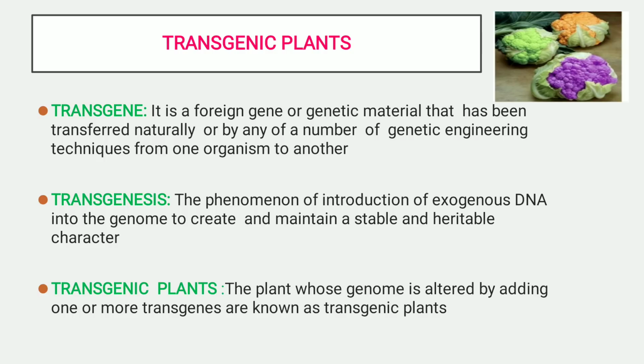Such genes are called transgenes, and the plants containing transgenes are known as transgenic plants or genetically modified plants, the GMP. The process of introduction of the desired gene of interest or the exogenous DNA into the genome to create and to maintain a heritable character is called transgenesis, right? So, transgenic plants are those which contain the transgene, which is otherwise called genetically modified plants.